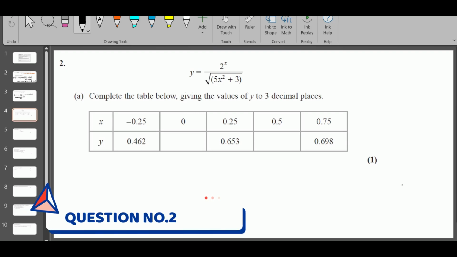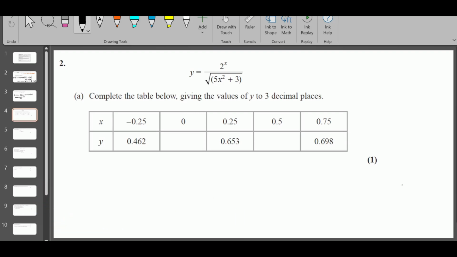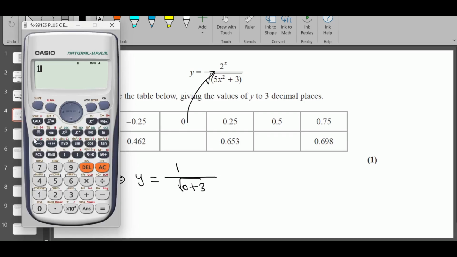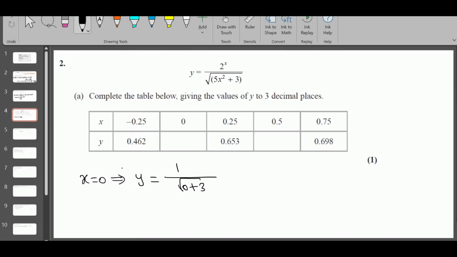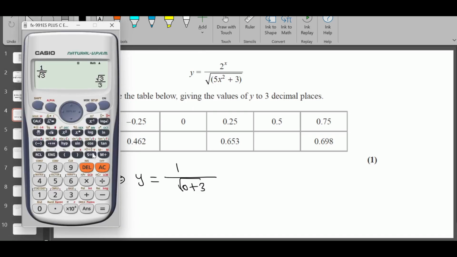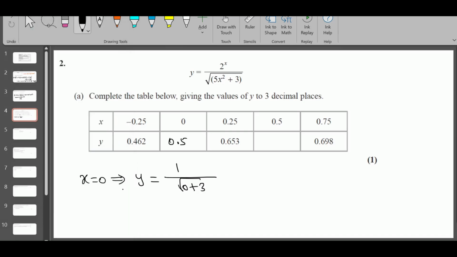Question number 2. Complete the table below. Give your values of y to 3 decimal places. When you replace x by 0, y is going to be 2 power 0. Anything power 0 is 1, over square root of 0 plus 3, which is 1 over square root of 3. We want 3 decimal places: 0.577.